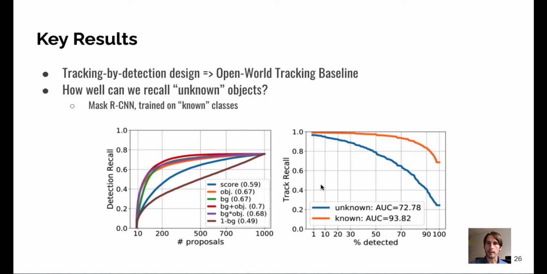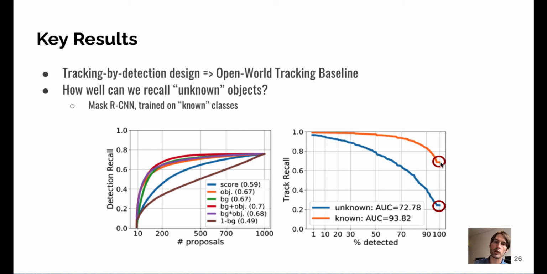Here on the right, you can see track recall at varying percentages of detections that were correctly recalled. This means that, for example, for 50% detected, at least half of the track must be correctly localized. And here you can really see that there is quite a big difference in tracking known and unknown objects. For example, only 25% of unknown objects are recalled in every frame, compared to 70% for the known objects.